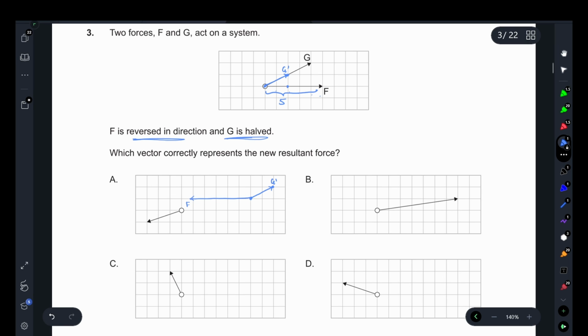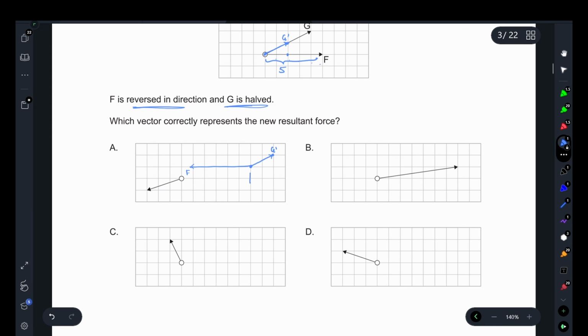We know it has to be up because there's really nothing pointing downwards. So let's cross this out and let's do some subtraction. So this is 5 and this is 2. So that means the final vector is going to have a magnitude of 3 in the negative x direction. Next, if we do some addition here, we have a 0 in the y axis for force F, and for force G dash, it is 1 in the positive y direction. This means that we have a plus 1 here.